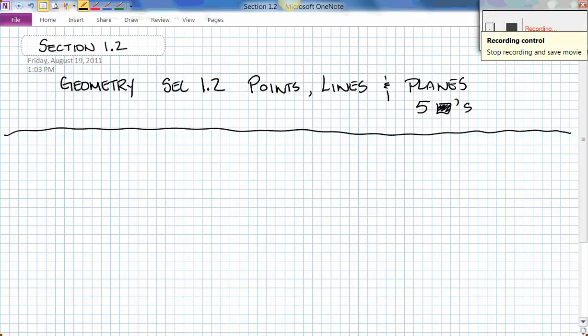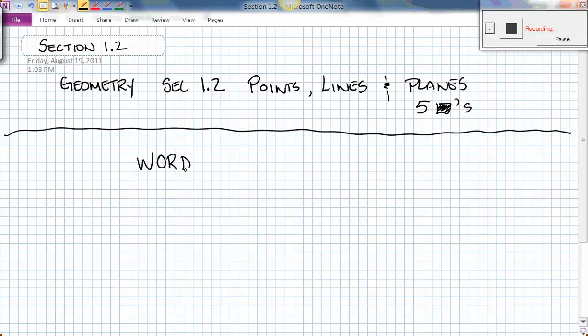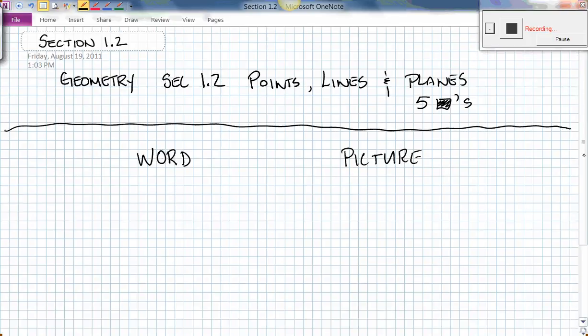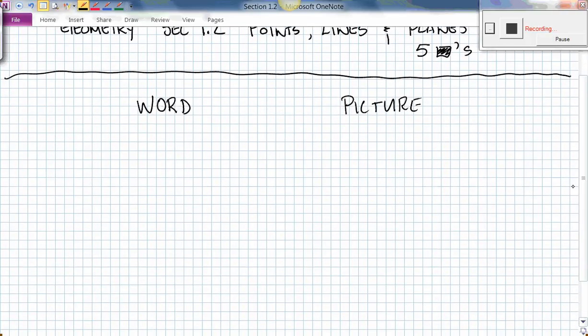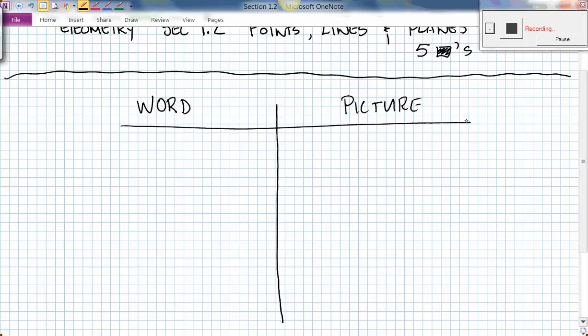Online later. So what I'd like you to do is make 2 columns here. We're going to do the word, and then we're going to do a picture to match that word, okay? So make a column down. And I would like you to label it.